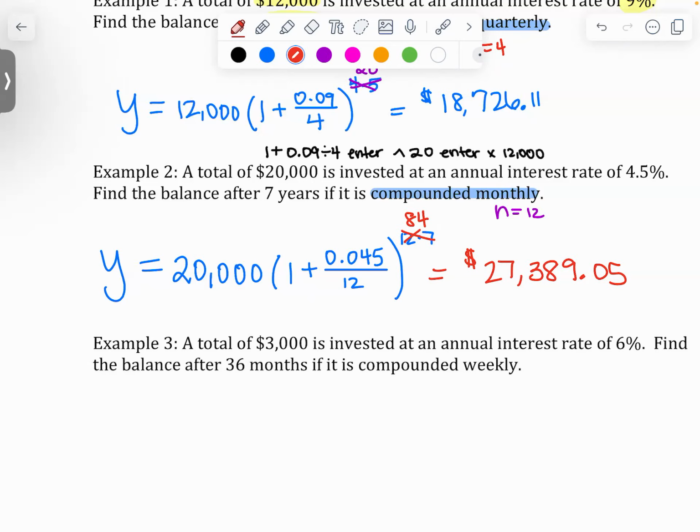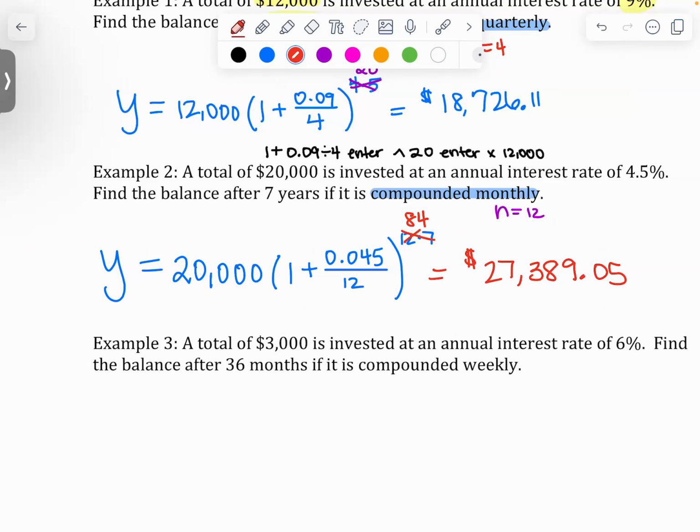What do you think will happen if I make this compounded number bigger? It's going to be smaller. No, it's going to lose value. Wait, no, it's going to be bigger because it's a decimal. So this decimal is going to be smaller, but it's going to have a larger exponent. The more times you compound, the more interest you make.